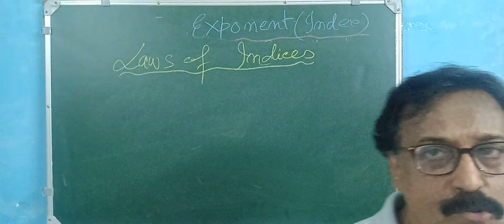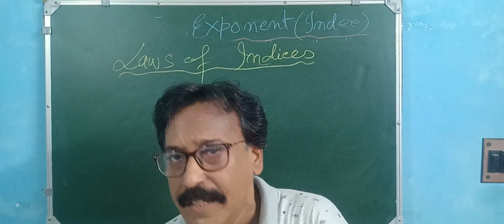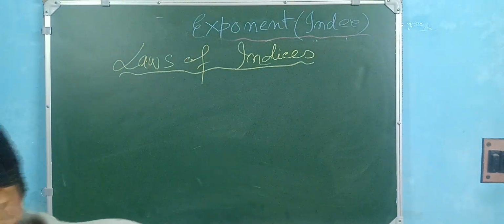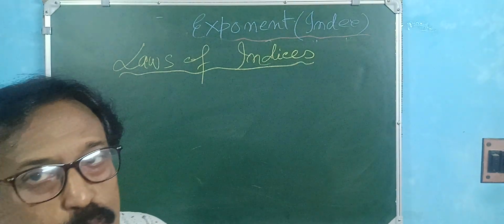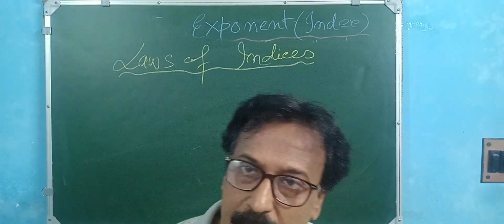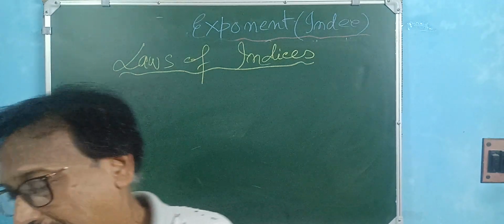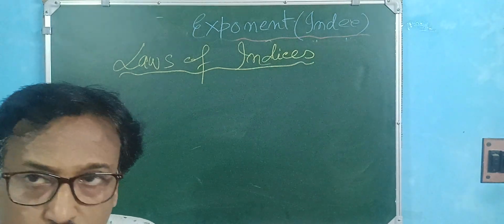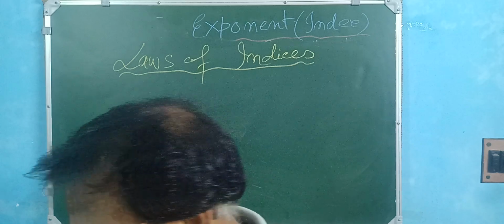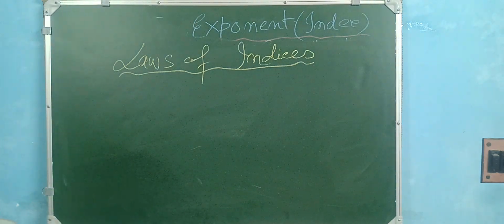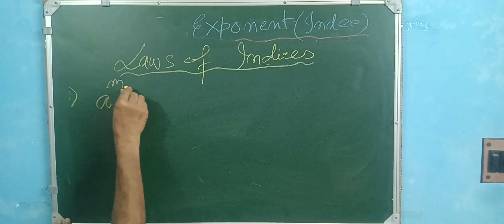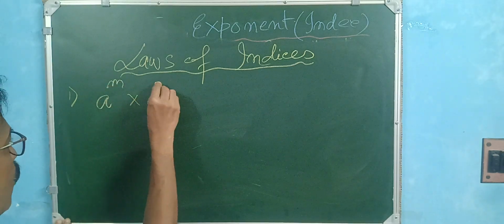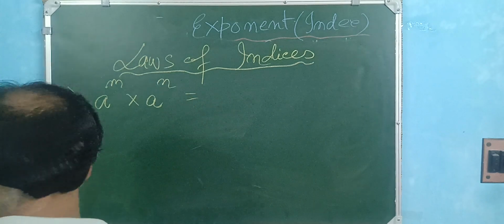In case of algebra, you know the different formulas. Here also the formulas are called laws. Suppose a plus b whole square is a square plus 2ab plus b square, a minus b whole square is a square minus 2ab plus b square, a plus b whole cube, you know. So here also there are certain laws on this basis. So the first law is a to the power m into a to the power n.